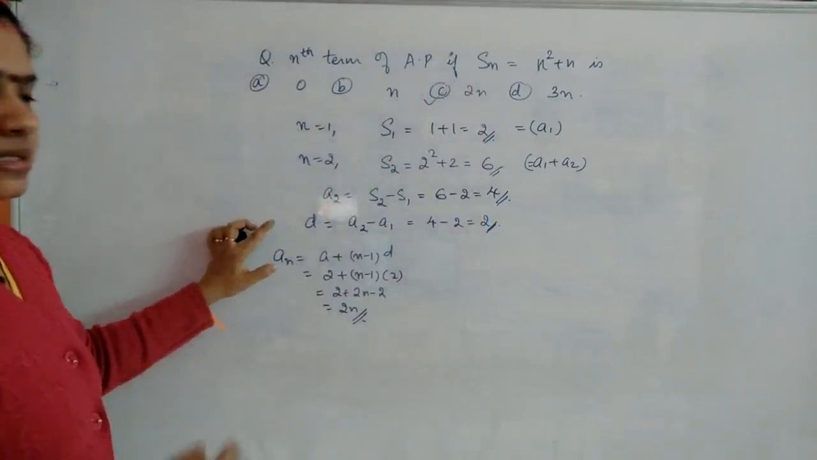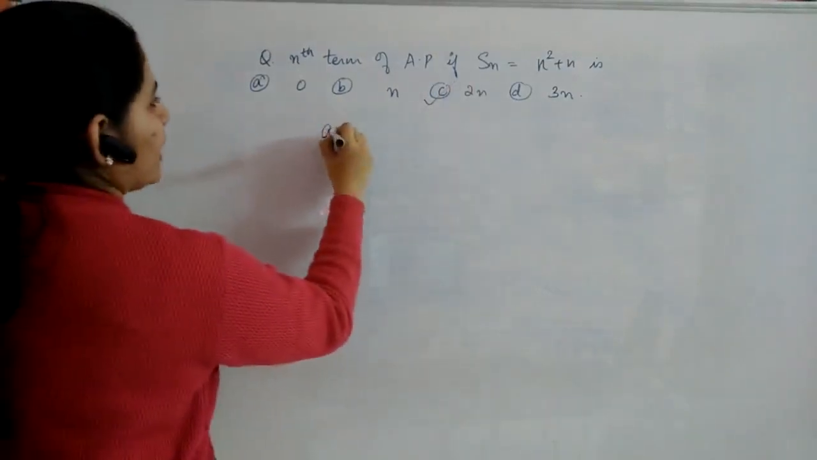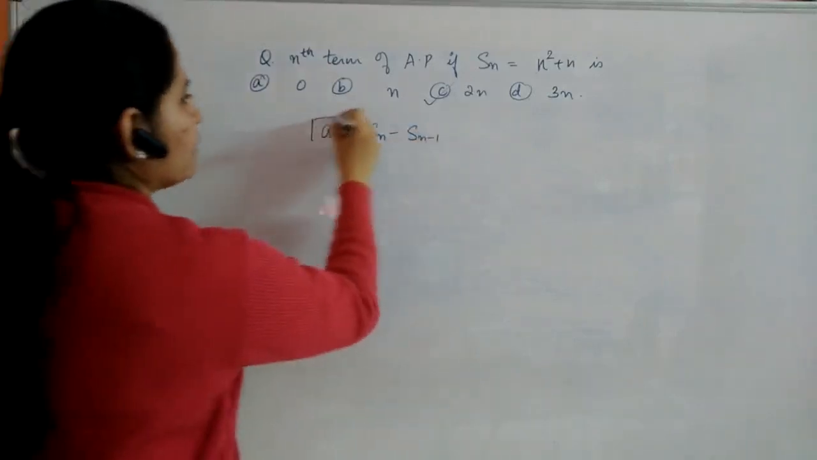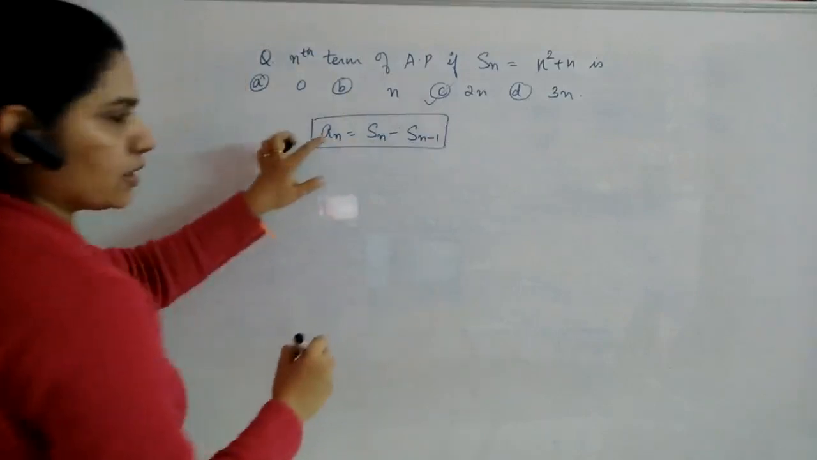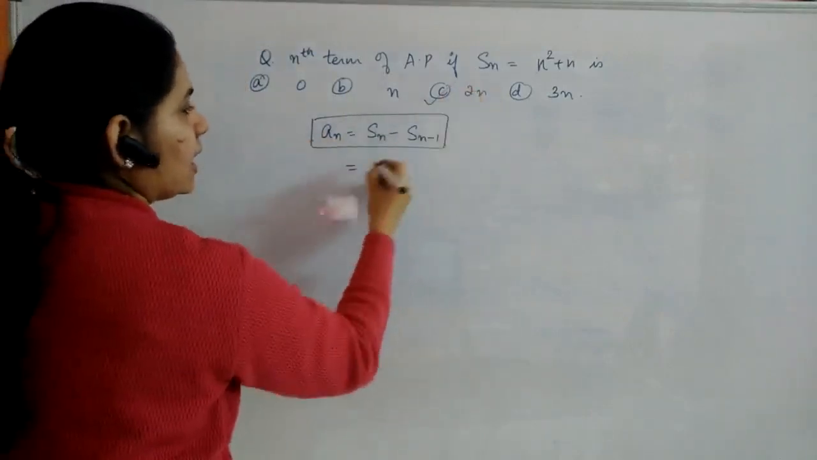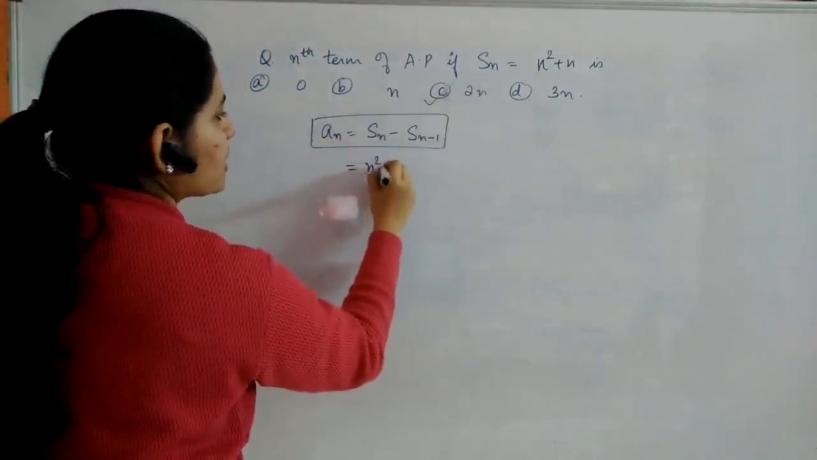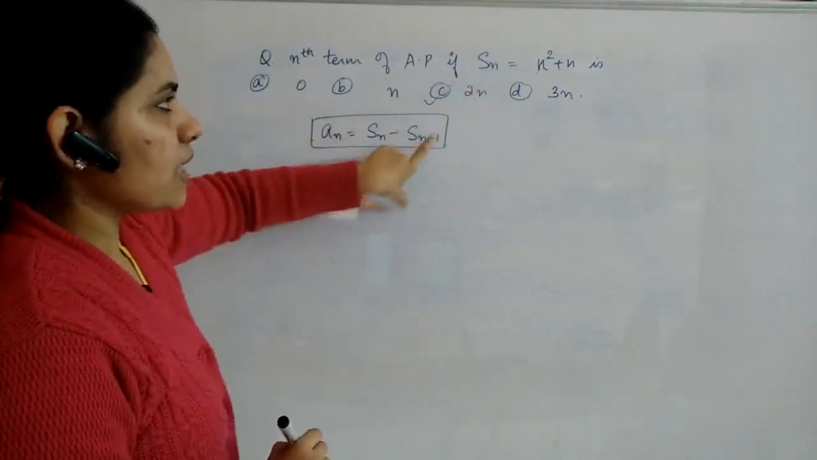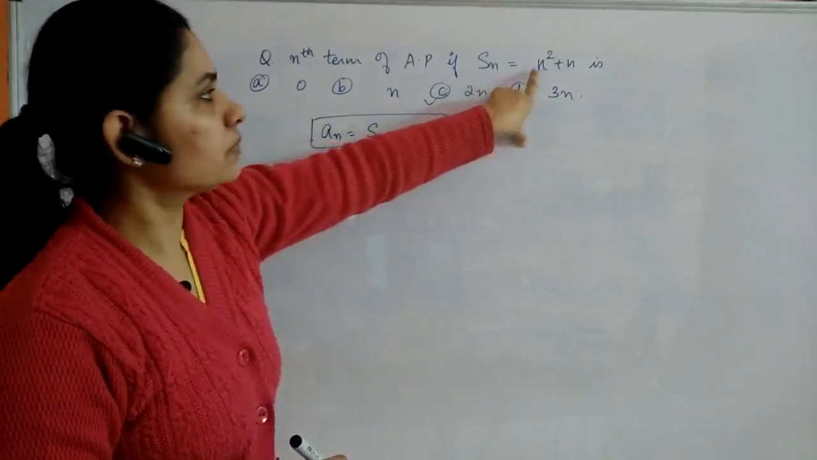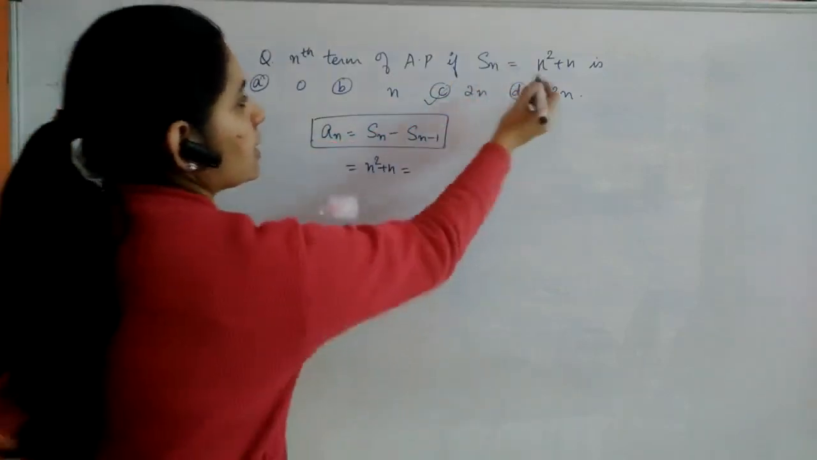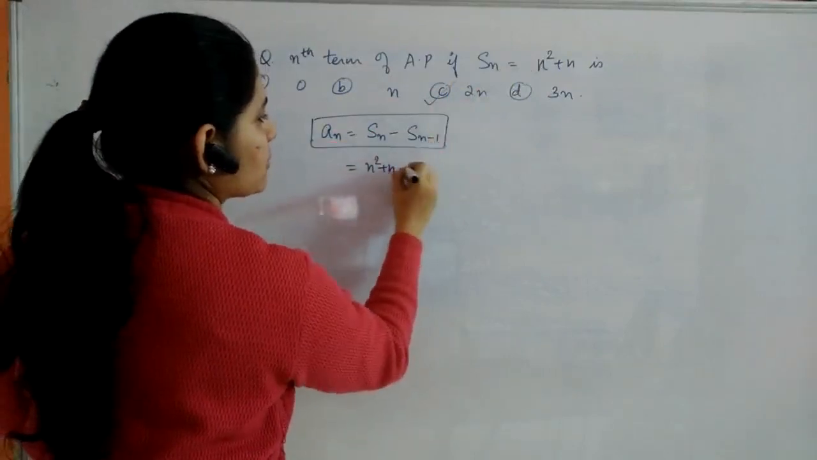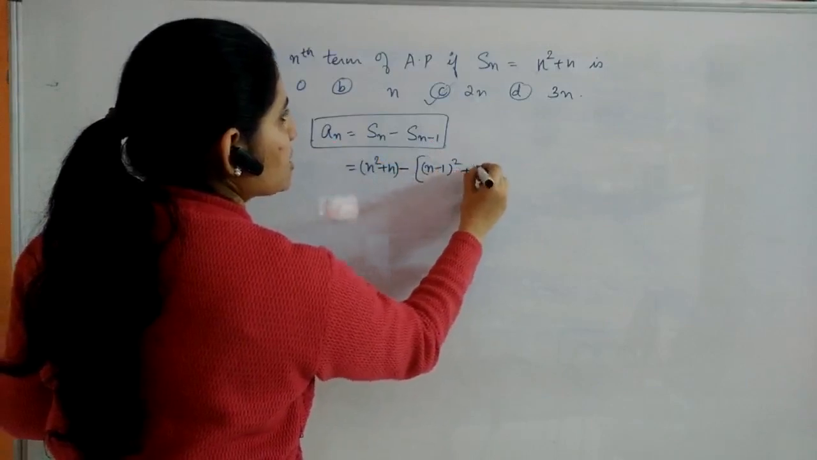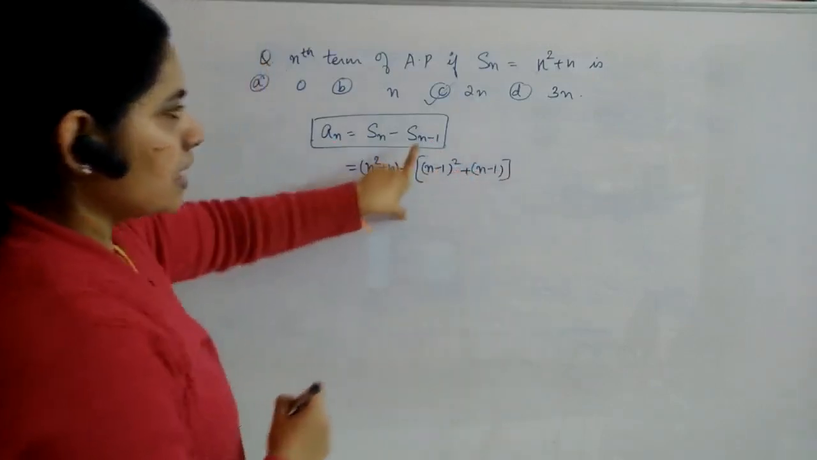Now another way is An is equal to Sn minus Sn minus 1. This is the formula which you can apply directly and find out An. Now what do you mean by Sn? Sn is given as n square plus n. Now when Sn is n square plus n, Sn minus 1 means you have to replace n with n minus 1. That is, here what I will get as Sn minus 1 is n minus 1 the whole square plus n minus 1. Understood the concept?